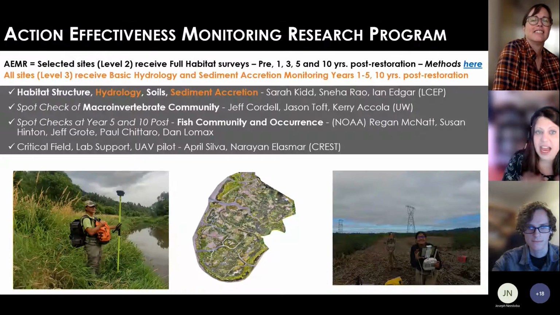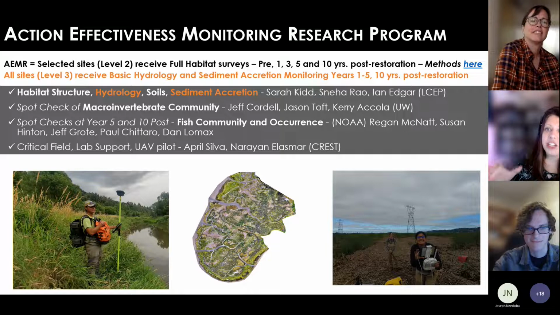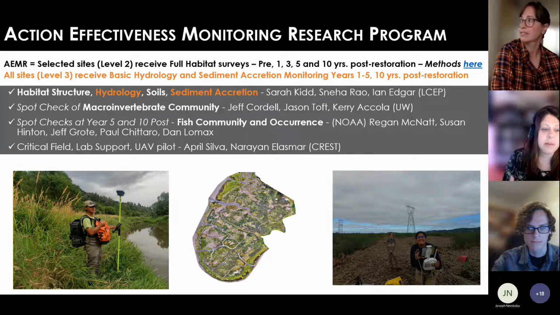Now I'm going to talk about the action effectiveness monitoring program. Earlier I mentioned that these two programs work hand in hand, and so I did want to mention this. The action effectiveness monitoring does have a different schedule for monitoring. For the ecosystem monitoring program, we do all of this all year long for all the sites every year. For the action effectiveness monitoring, it's rotated across the different restoration projects depending on their age. And so it's a little bit more complex, and I'm not going to get into that exactly.